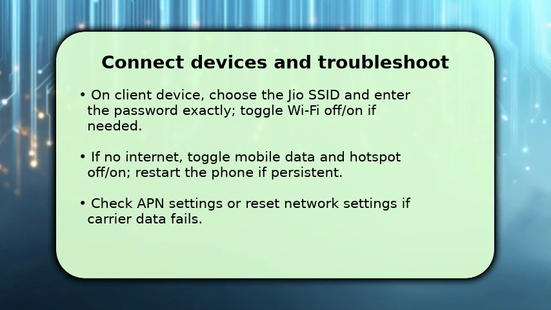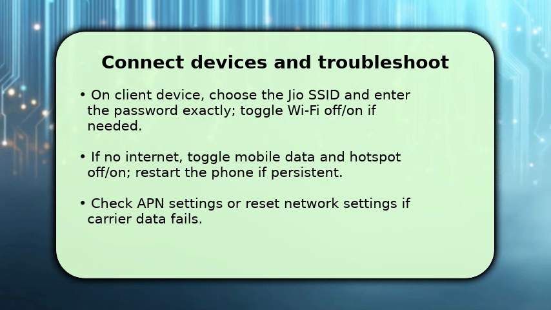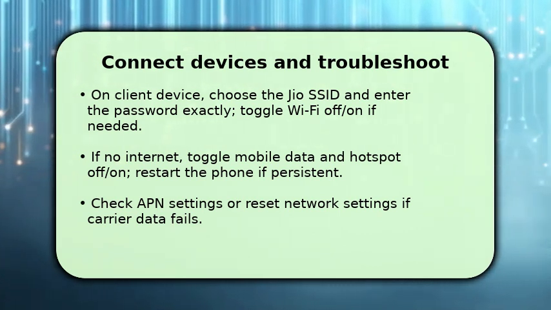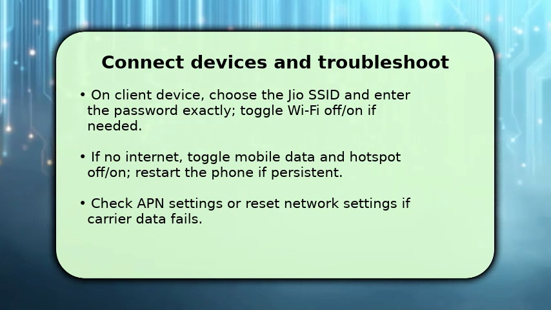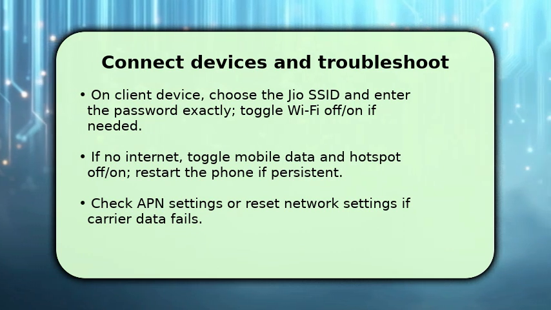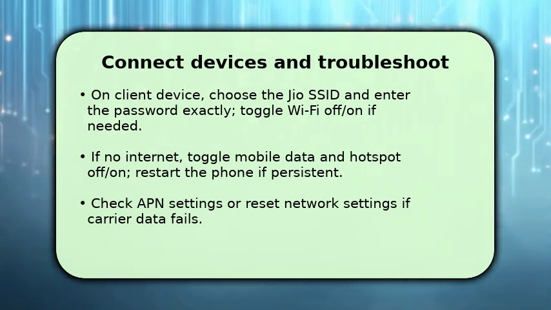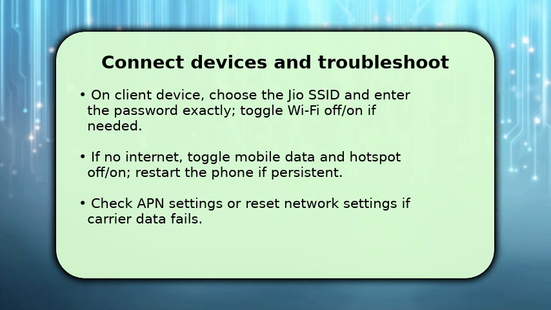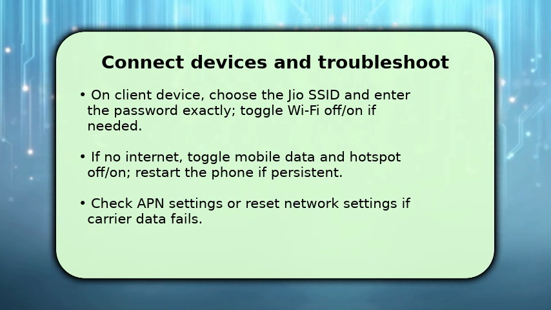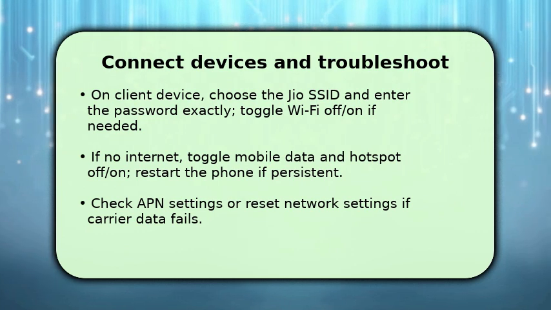Now connect your laptop, tablet, or phone. Select the Geo SSID and type the password carefully, then confirm the client gets an IP address. If the device shows connected but no internet, first toggle mobile data and hotspot off, wait a few seconds, and turn them back on. A quick restart of the geophone often resolves routing glitches. If problems persist, verify the carrier APN settings or reset network settings to restore default tethering parameters and retest the hotspot.